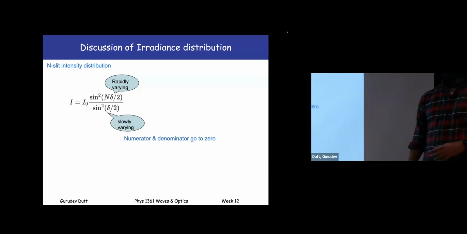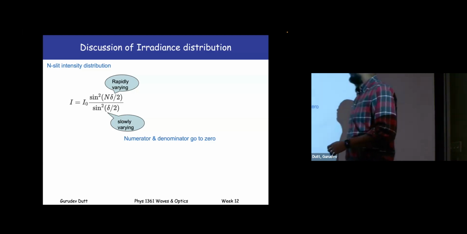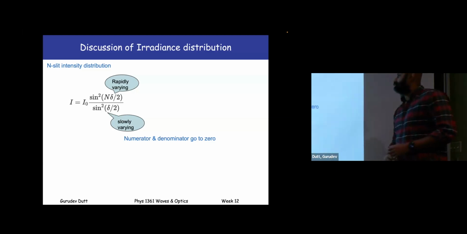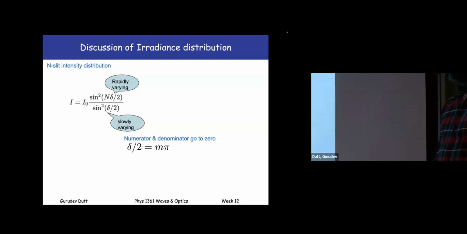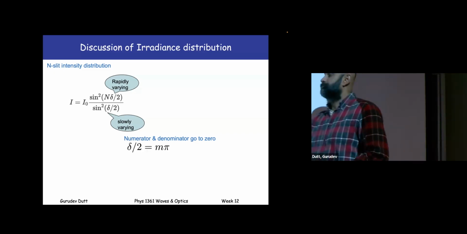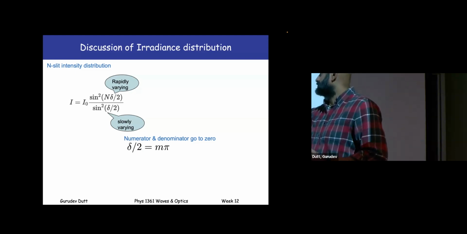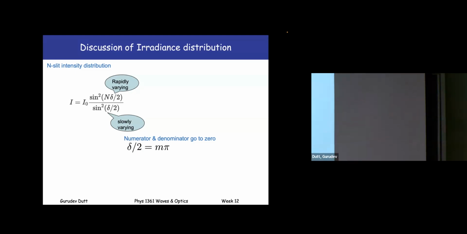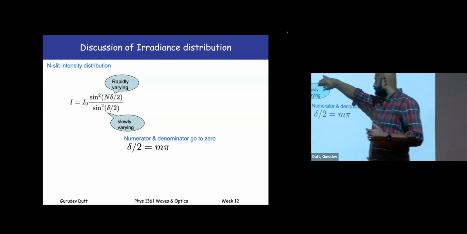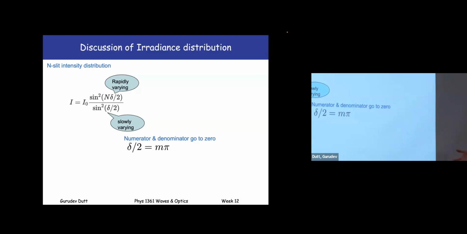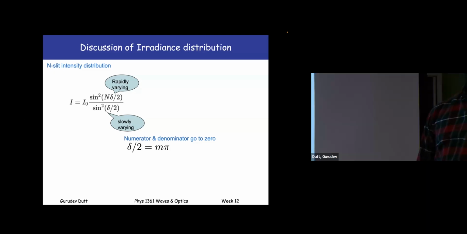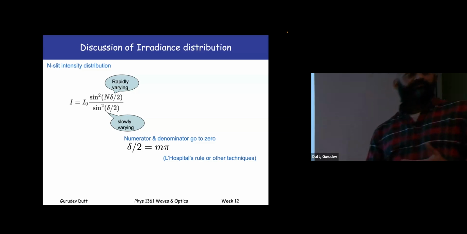So what we can argue is that the numerator and the denominator basically will go to 0 only when delta over 2 is equal to m pi. And you can see that because sine squared n times m pi is 0, and sine squared of delta over 2, when delta over 2 is m pi, is also 0. Okay, so this numerator and denominator are basically going to go to 0. And so at that point is when we'll get a maximum.